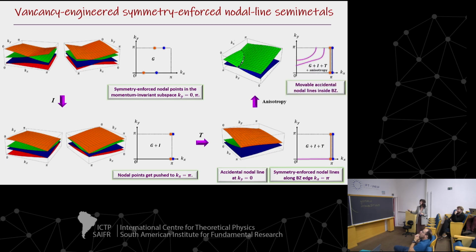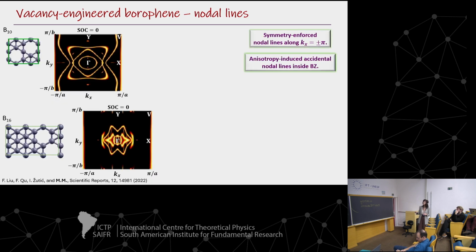Which is also not important for today's talk is that when you introduce anisotropy, this line, which is accidental, can actually move because it's not symmetry constrained to be in a high symmetry locus in your Brillouin zone. So it can actually move inside the Brillouin zone, and eventually it will be gapped out if your anisotropy is too strong. But we test this idea for real materials, so borophene, two types of, actually tested for more, but let me show just two examples.